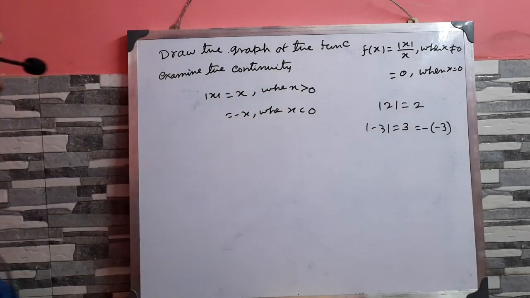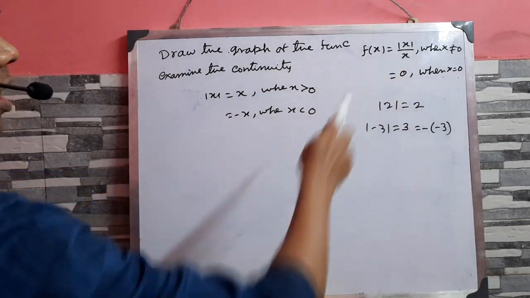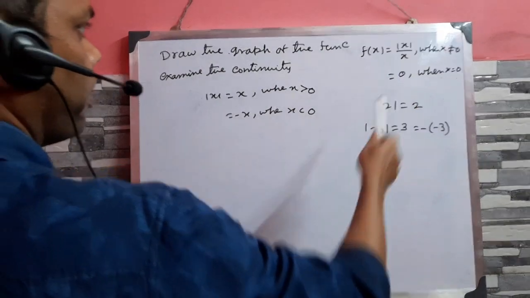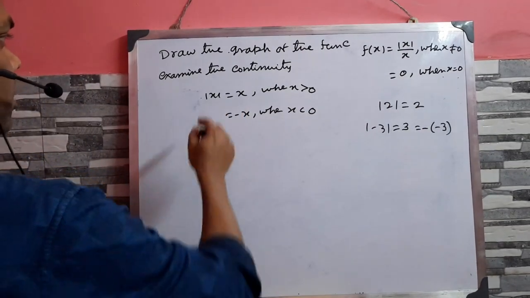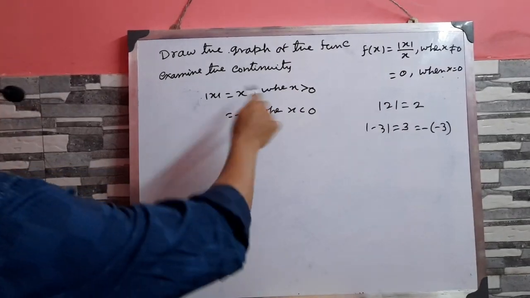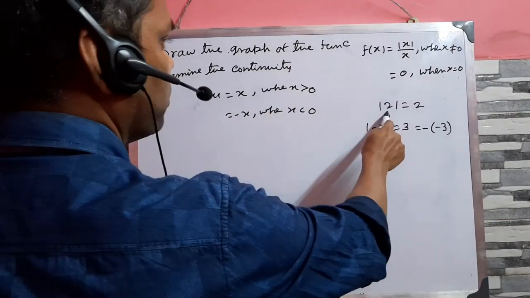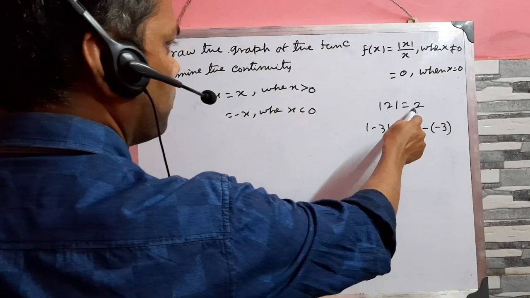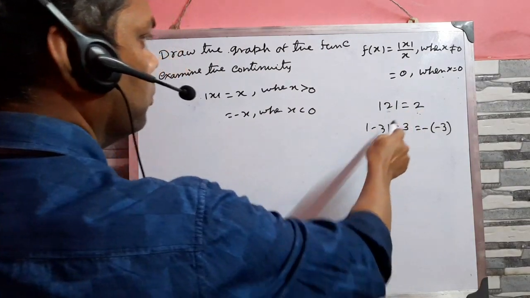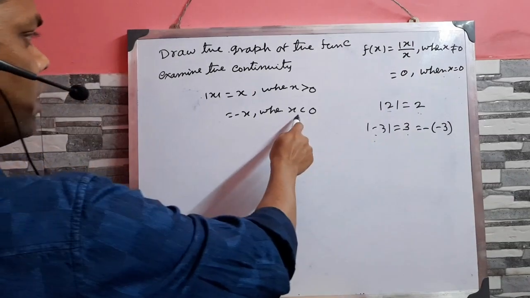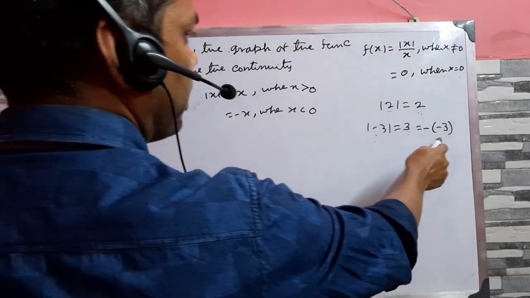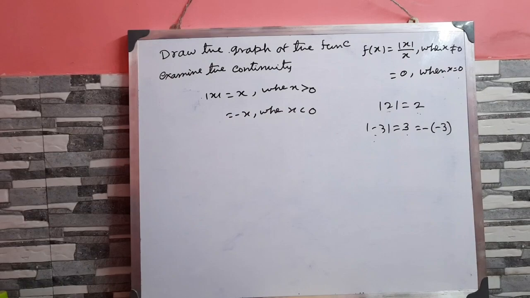Draw the graph of the function f(x) equal to mod x by x when x is not equal to 0 and equal to 0 when x equal to 0. Here you see that mod x equal to x when x is greater than 0, because mod of 2 equal to 2, here 2 is positive. And mod of minus 3 equals 3, and minus 3 is less than 0, so minus of x, so here we write minus of minus 3.